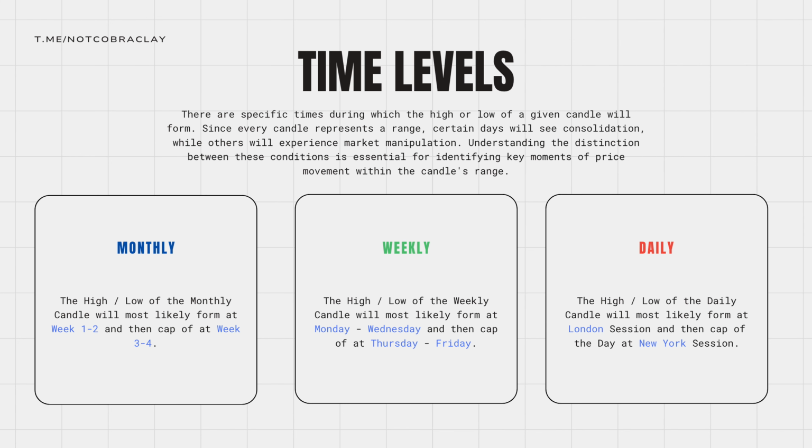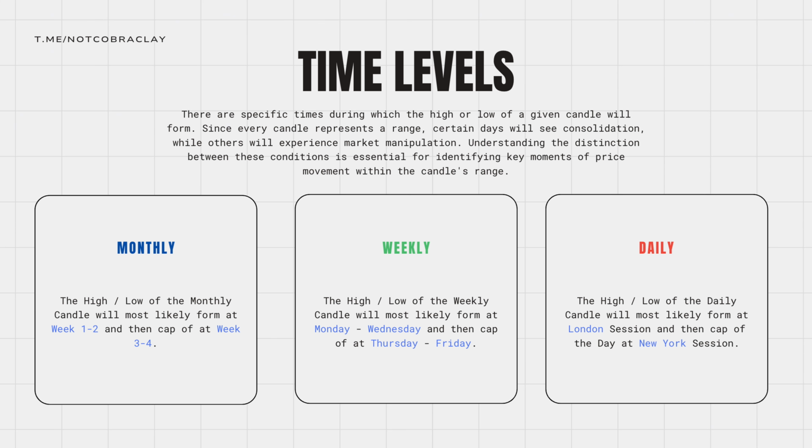Time levels. There are specific times during which the high or low of a given candle will form, either monthly, weekly, or daily, which we'll hop over. Since every candle presents a range and represents a range, gives you the range and shows you a range, acts as an open high low close, open low high close.